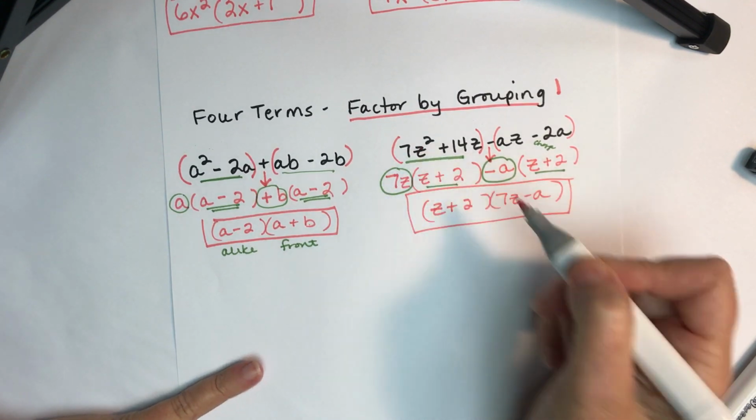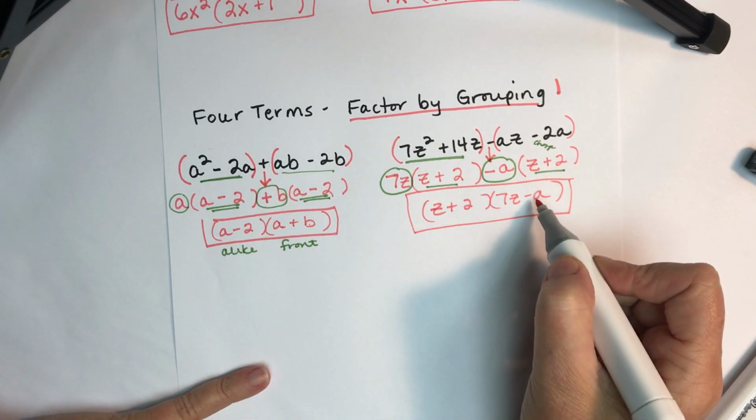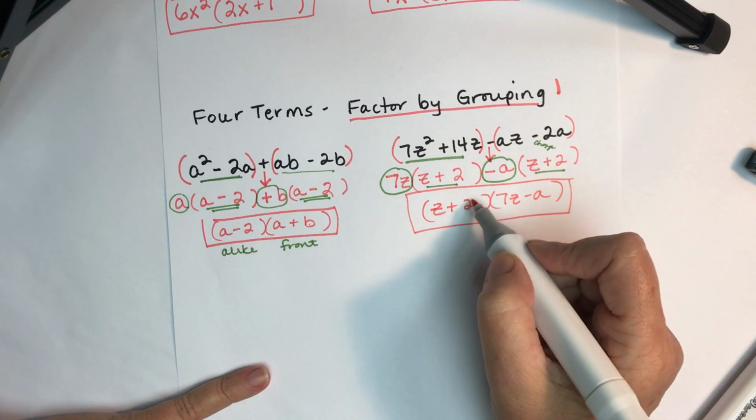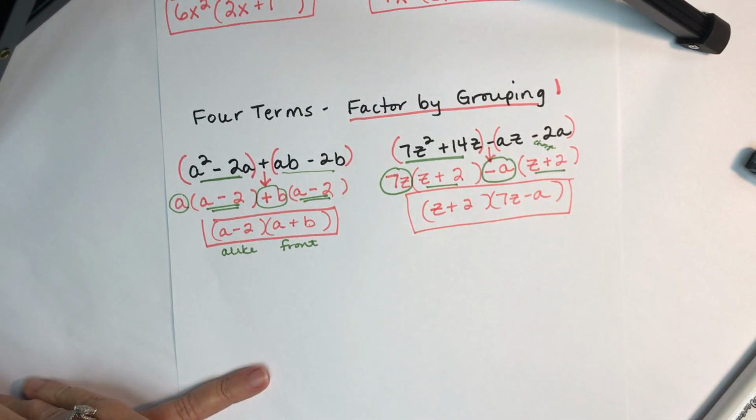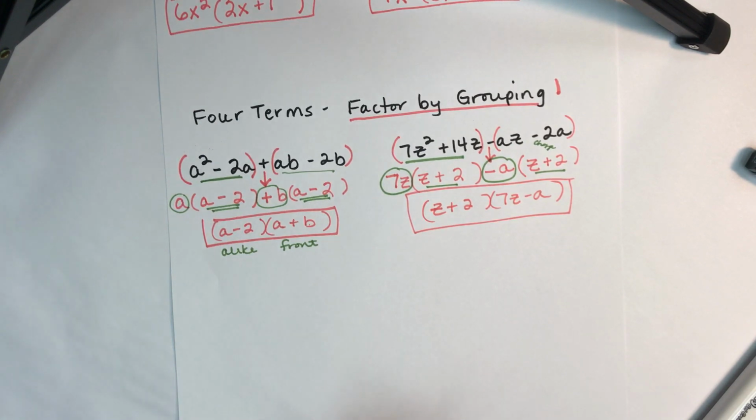Z times 7Z is 7Z squared. Z times negative A is negative AZ. 2 times 7Z is 14Z. And 2 times negative A is negative 2A. So that's factor by grouping.